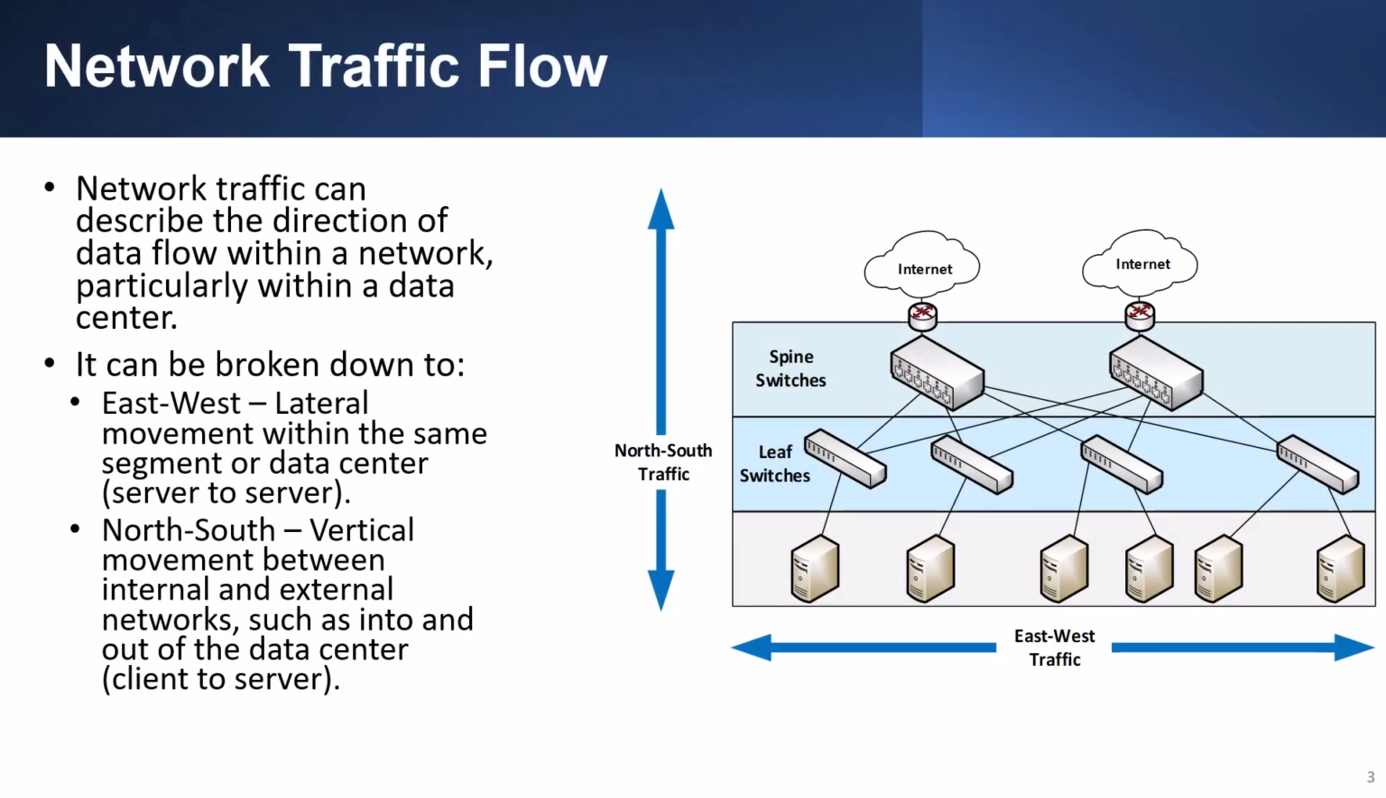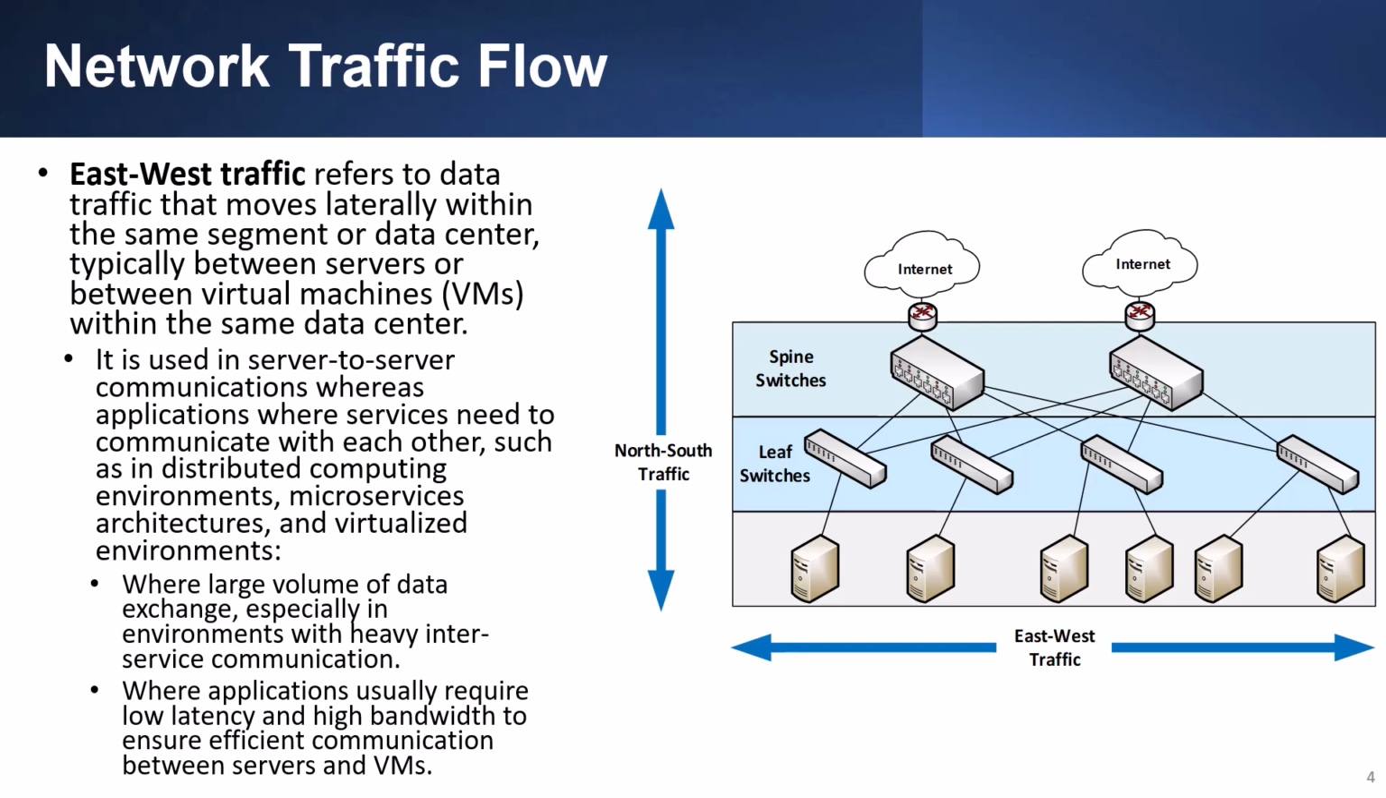Network traffic can describe the direction of data flow within a network, particularly within the data center. It can be broken down into east-west, which is the lateral movement within the same segment or data center, which includes server to server, and north-south, which is vertical movement between internal and external networks, such as into and out of the data center, such as client to server.